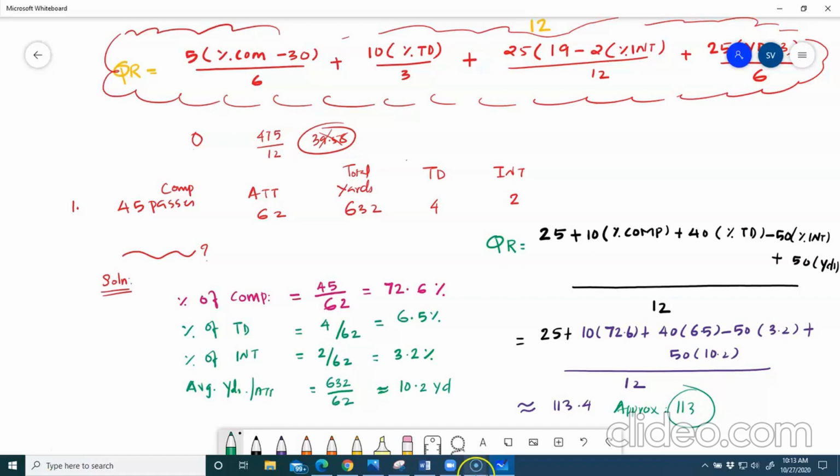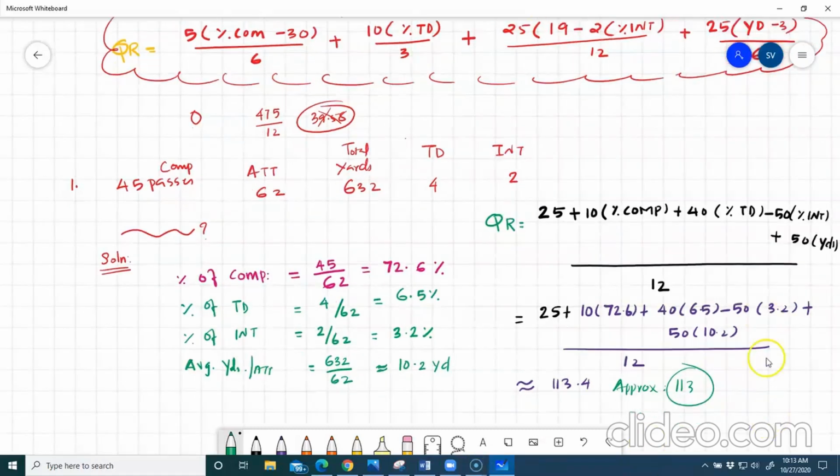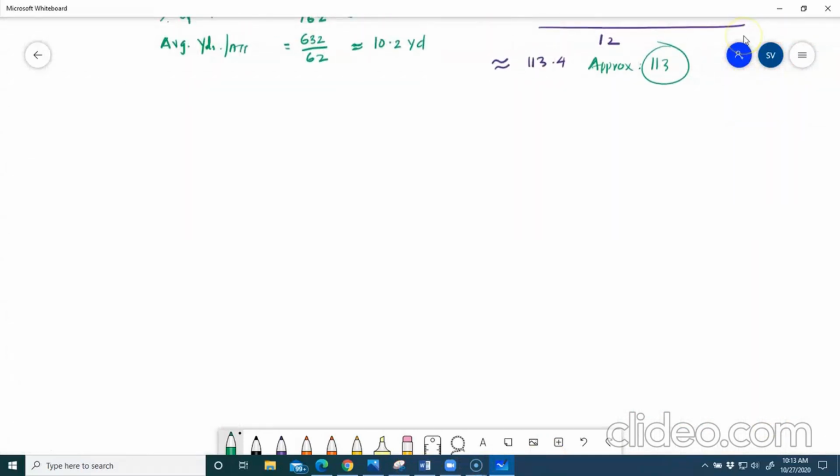So let me try to explain the second question. The second question is kind of the same thing. Question number 2 is this: as of 2009, Steve Young has the highest career quarterback rating in NFL history. He completed 2059.